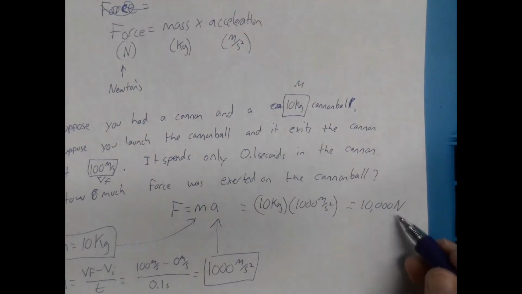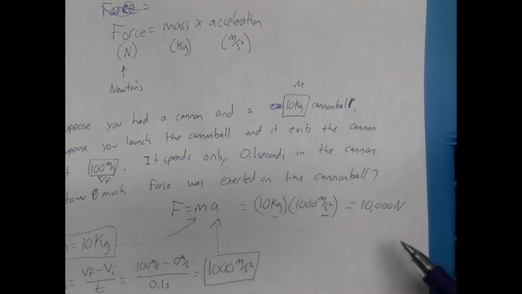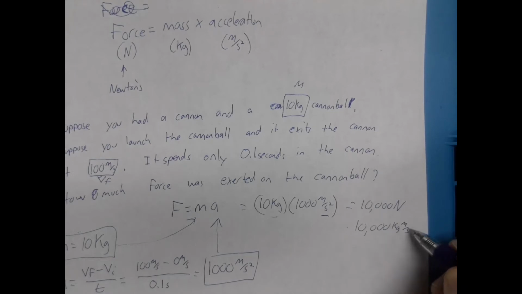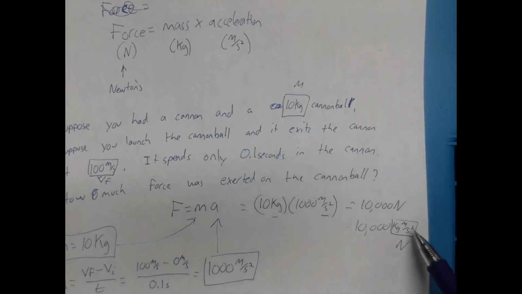Alright. 10,000 newtons. If your mass is in kilograms and your acceleration is in meters per second squared, it's technically 10,000 kilogram meters per second squared, but we can replace the units with the letter N for newton. So if your mass is in kilograms and your acceleration is in meters per second squared, you can replace these two units with just the letter N.